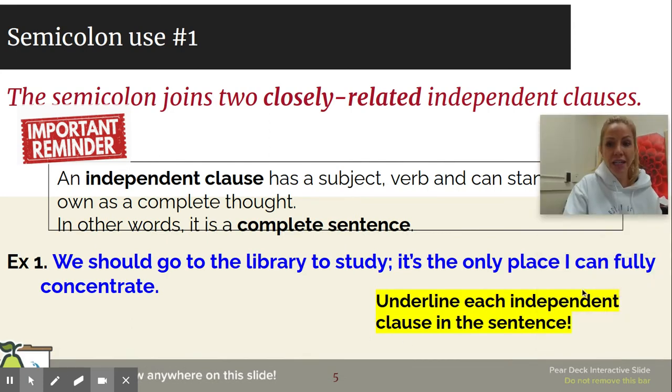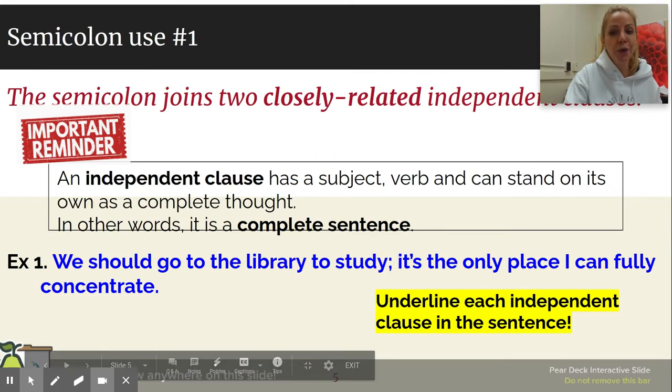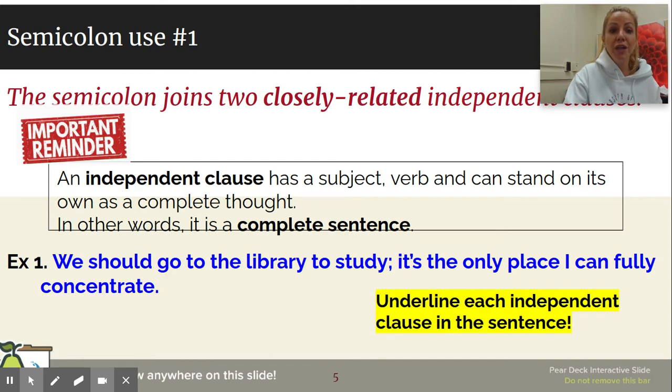Now, what I want you to understand then is that sometimes we have two independent clauses, two sentences in our writing. They're on the same topic, right? They're closely related. So then I can use a semicolon to combine those two sentences a little bit more stylistically. So here's your first example. Go ahead and type this one out in your notes. We should go to the library to study; it's the only place I can fully concentrate. So again, those two independent clauses, those two complete sentences, instead of putting a period in between them, I decided I'm going to just extend one into the other, and I'm going to put a semicolon there, right?